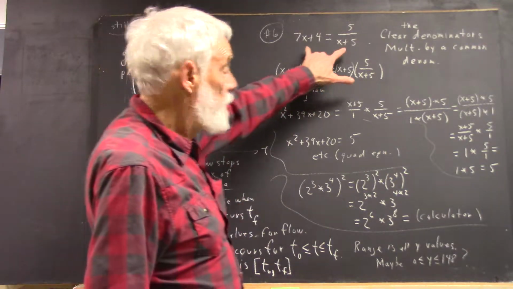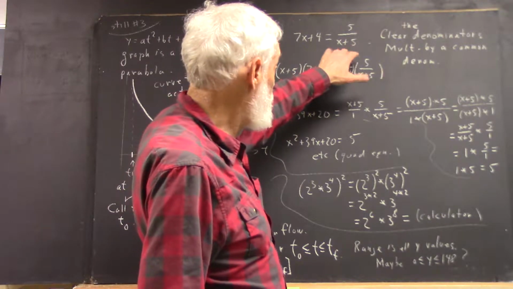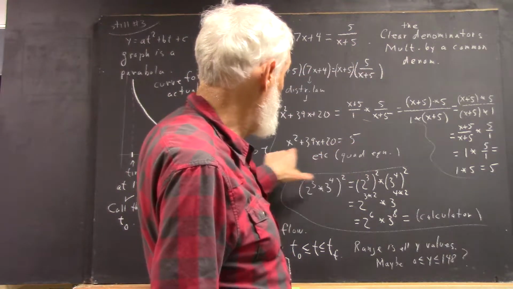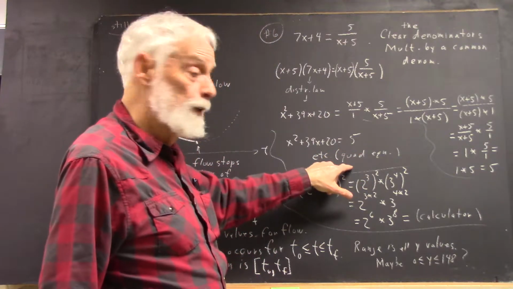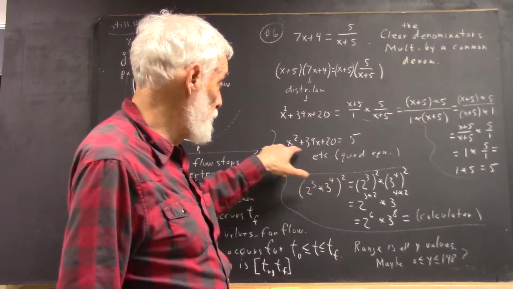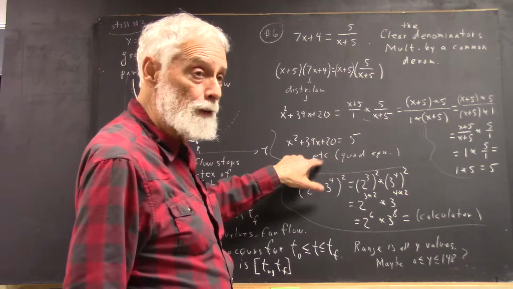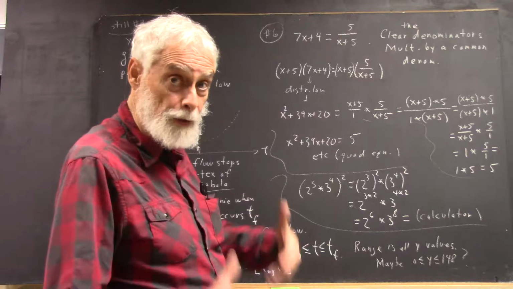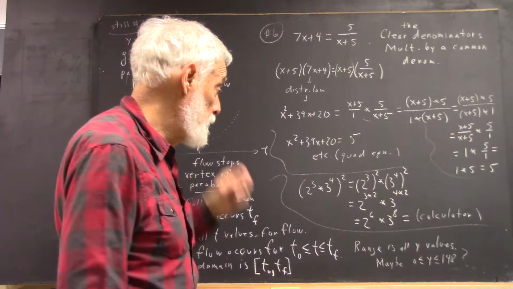So we take this equation, we multiply both sides by x plus 5. That clears the denominator and gives us this equation, and this is nothing but a quadratic equation. You know what to do from here. But in case you don't, subtract the 5 from both sides, then apply the quadratic formula.